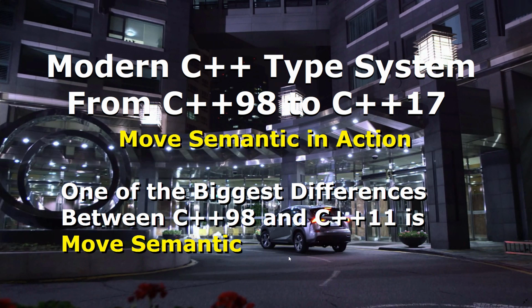C++11 introduced move semantics, and the memory model in C++11 was significantly changed to accommodate multithreading in the C++ language for the first time in its history. I will discuss the C++ memory model at some future time. In this episode, I will discuss move semantics in action. Without further ado, let's get started.